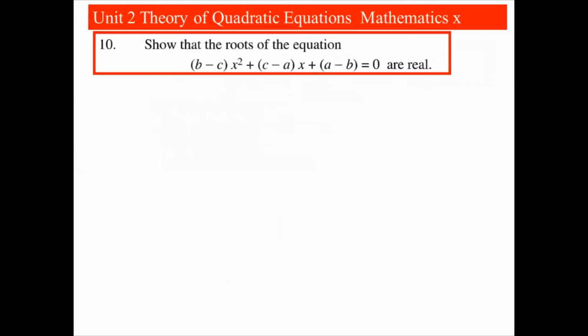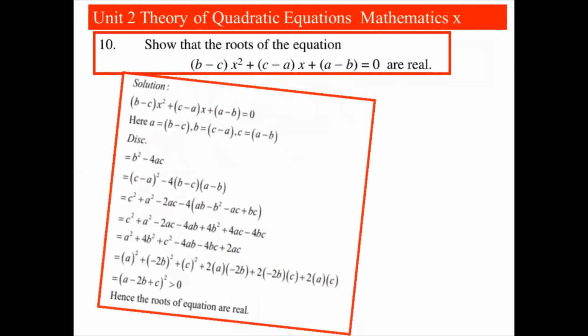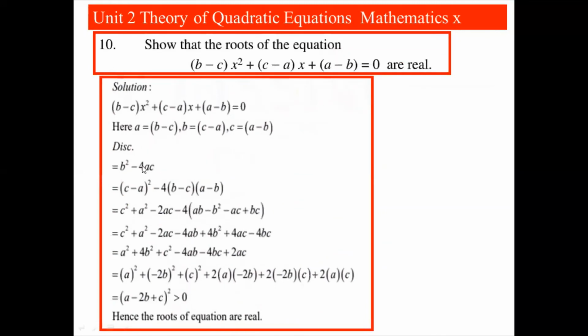Question 10. Show that the roots of the equation are real. Again, we have to show that the discriminant must be greater than or equal to 0. Solution. Here a is equal to b minus c, b is equal to c minus a, and c is equal to a minus b. So discriminant can be written as b square minus 4ac. B is c minus a, so (c minus a) whole square, minus 4 into a, which is b minus c, and c, which is a minus b.